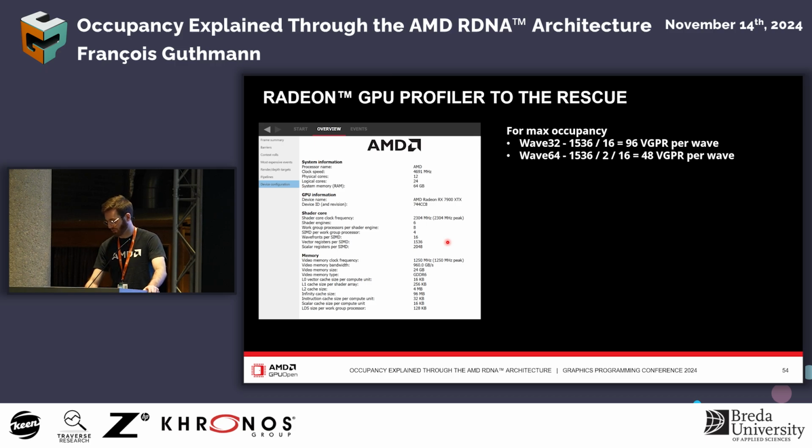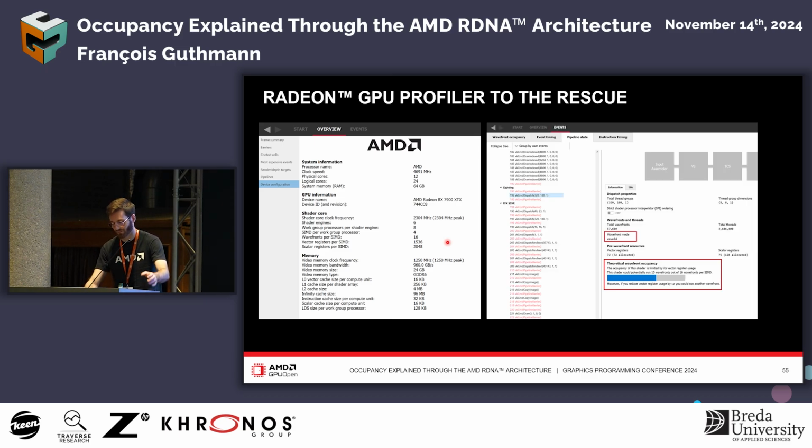That's possible, but it's also very annoying. So fortunately, we've automated this in the Radeon GPU Profiler again. This time, in the pipeline state tab, you will see the wavefront mode, you will see the number of VGPRs allocated, and we will also give you a hint as to what you can do to improve your occupancy.